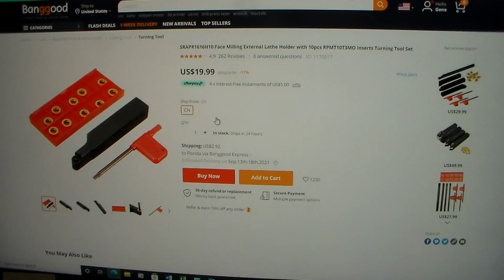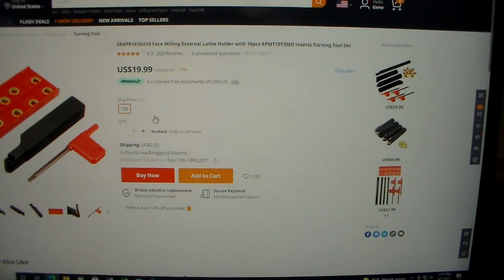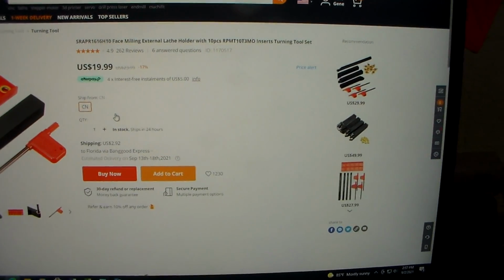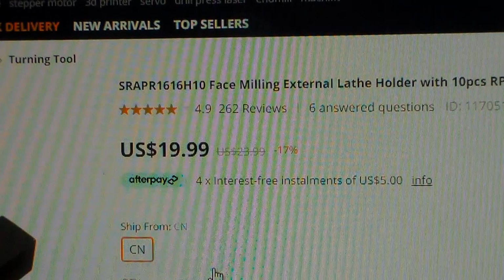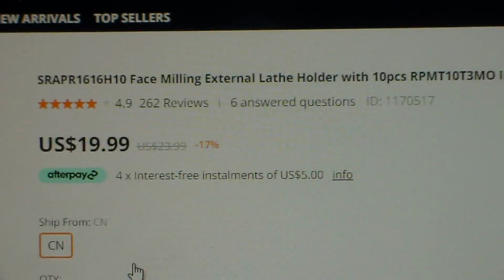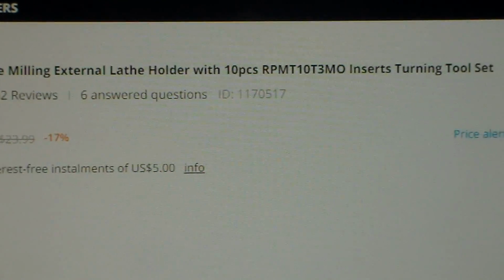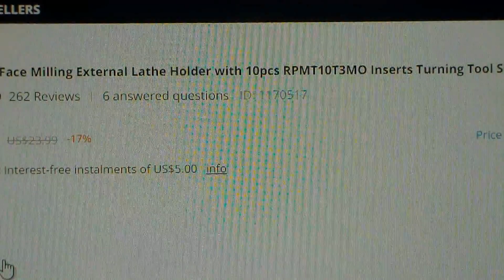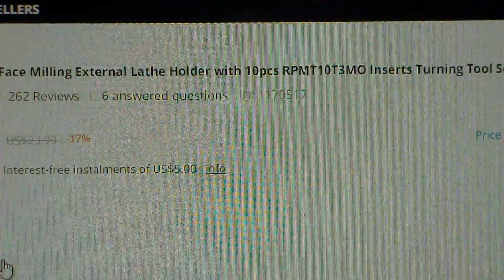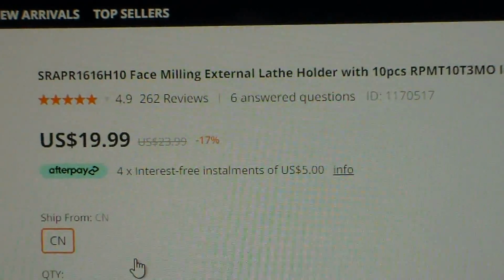Okay, here's a picture of Banggood's website. And I'll try zooming in, but my camera is not excellent. So anyway, here's the important information. So hopefully that's all you need.